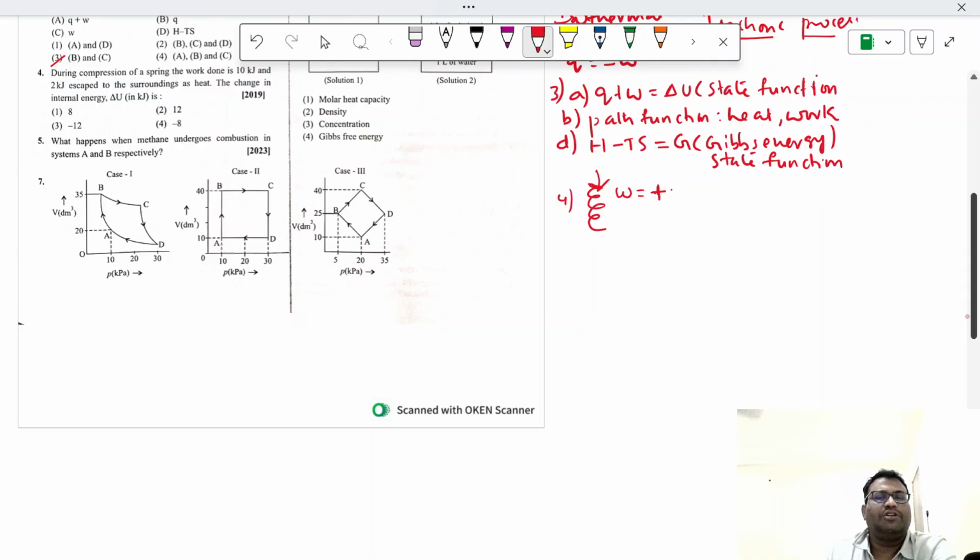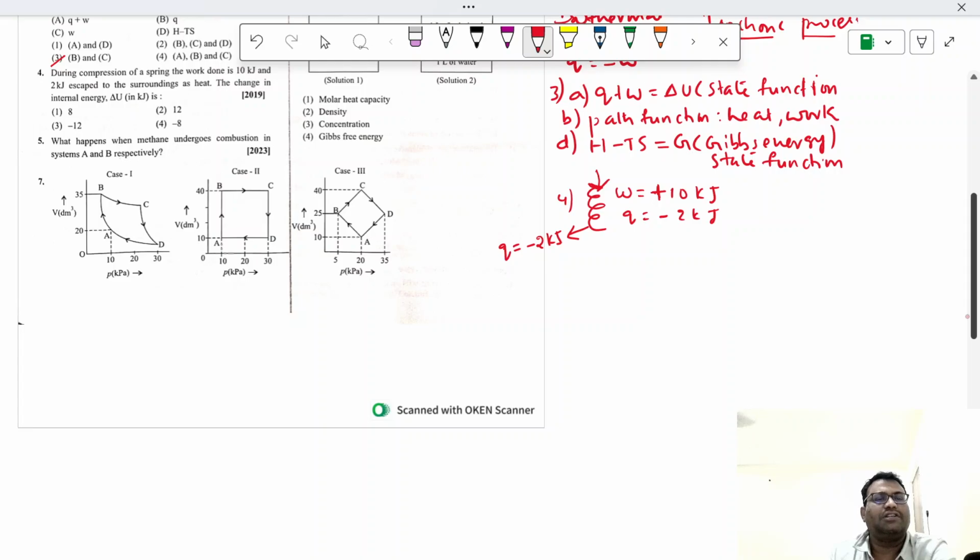The work done is 10 kilojoules, and 2 kilojoules escape to the surroundings. When you are compressing it, some heat energy leaves the system. So Q is equal to minus 2 kilojoules. Why are you writing minus? Because when heat energy is leaving the system, according to sign convention, we have to take it as minus. So Q is equal to minus 2 kilojoules.